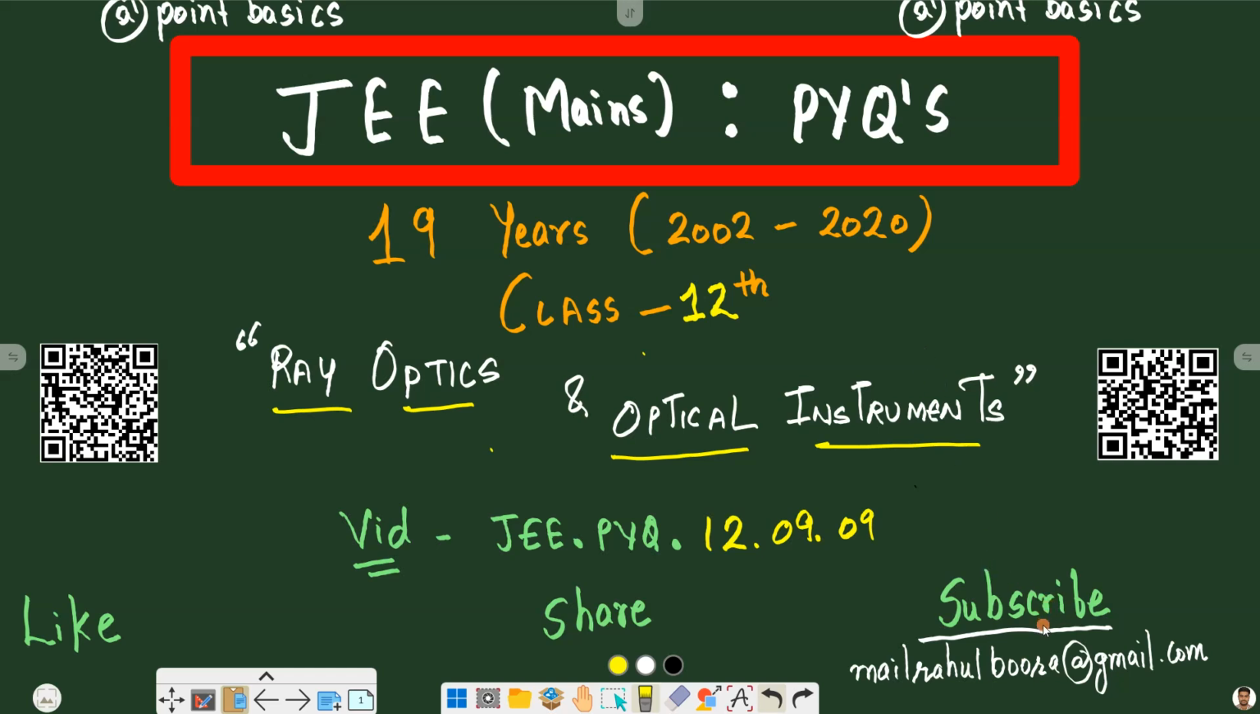Welcome back, everybody. This is our ninth session in JEE Mains previous year questions for chapter Ray Optics and Optical Instruments of class 12th. Before this session, we have made 8 videos in this series, and all of those videos are available on our YouTube channel's playlist section.